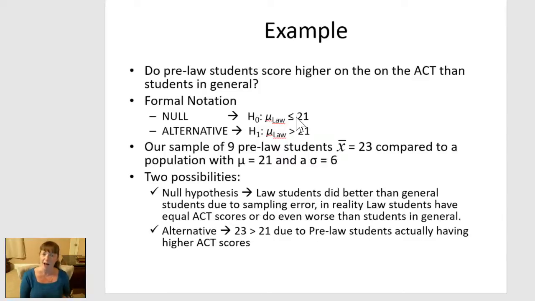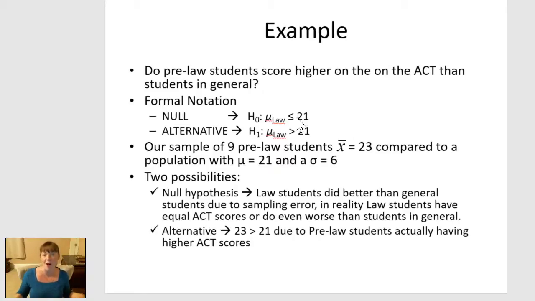And so then I gather my one sample of 9 pre-law students, and they get an actual sample average of 23, which I'm then going to compare to the null hypothesis population that has an average of 21 and a standard deviation of 6. And 23 is technically not the same as 21, but these 9 students could just randomly have a higher average of 23 because samples are going to be different from each other.